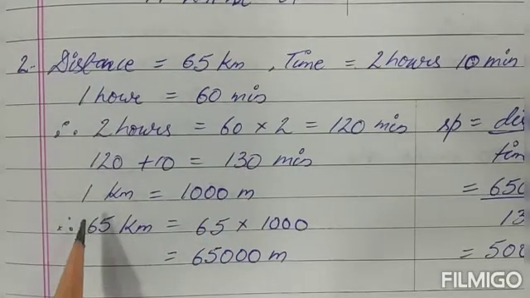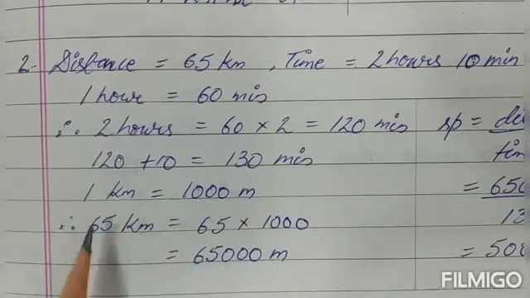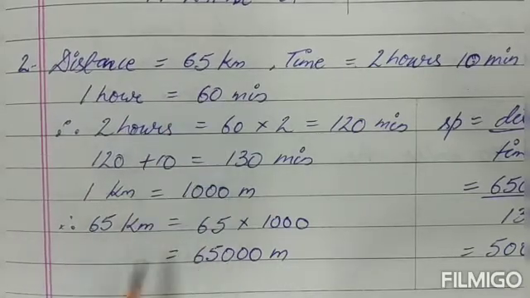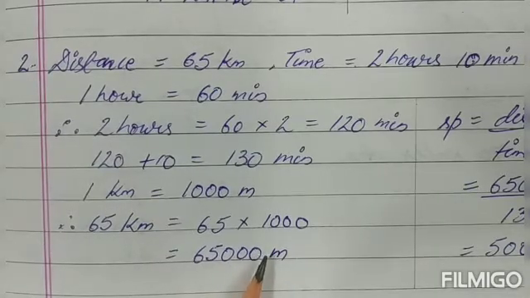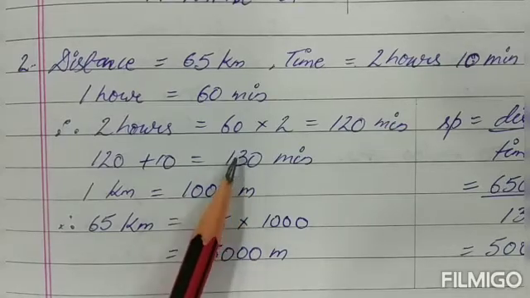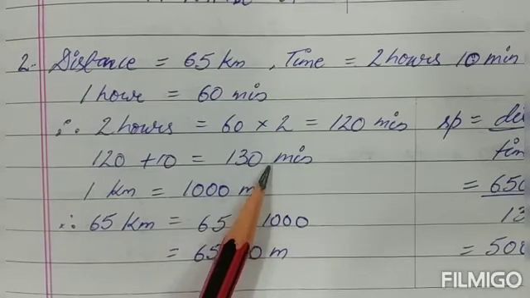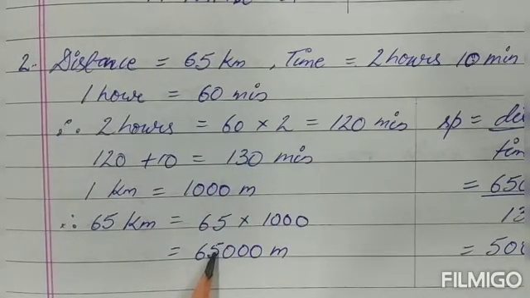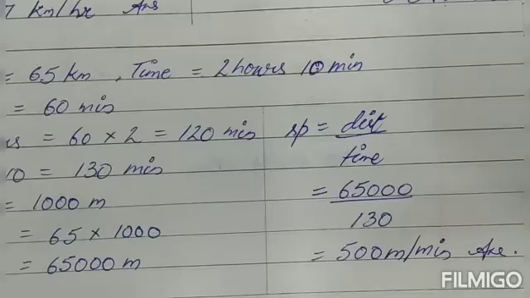Now we see, children, 1 kilometer is equal to 1000 meters, that is the relation. Therefore 65 kilometers, which is given in our question, means how many meters? 65 multiplied by 1000 gives us 65,000 meters. Now we have the distance in meters as well as the time in minutes. Now according to the question, we can calculate by putting these values in the formula of speed. The speed will be calculated now in meters per minute, what is required in the question.